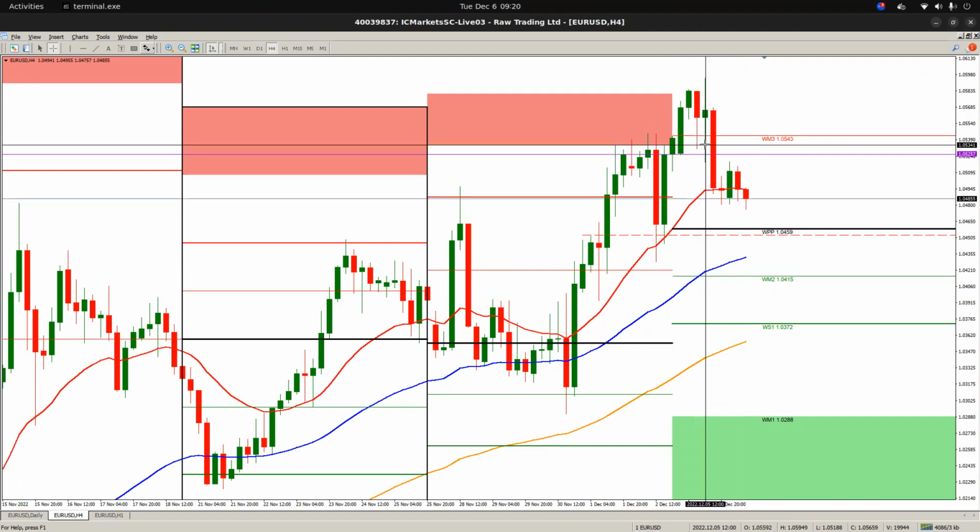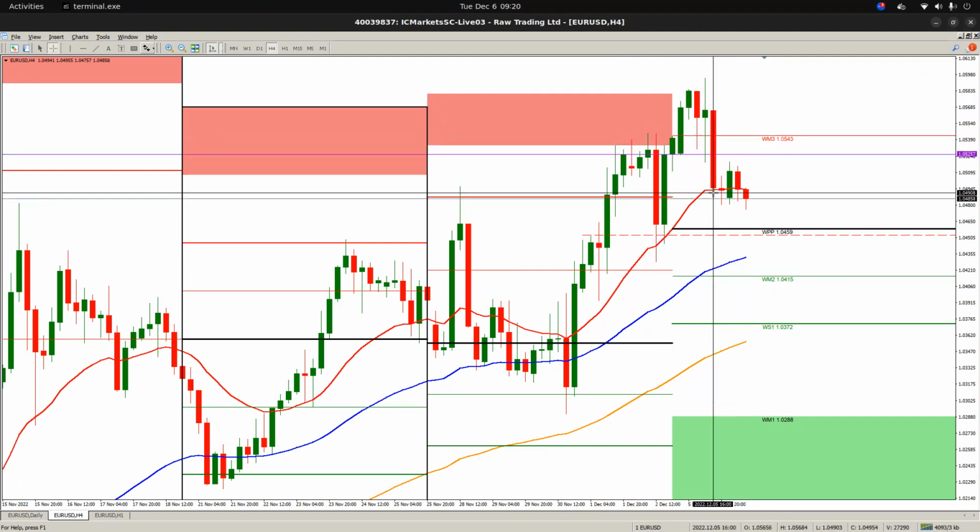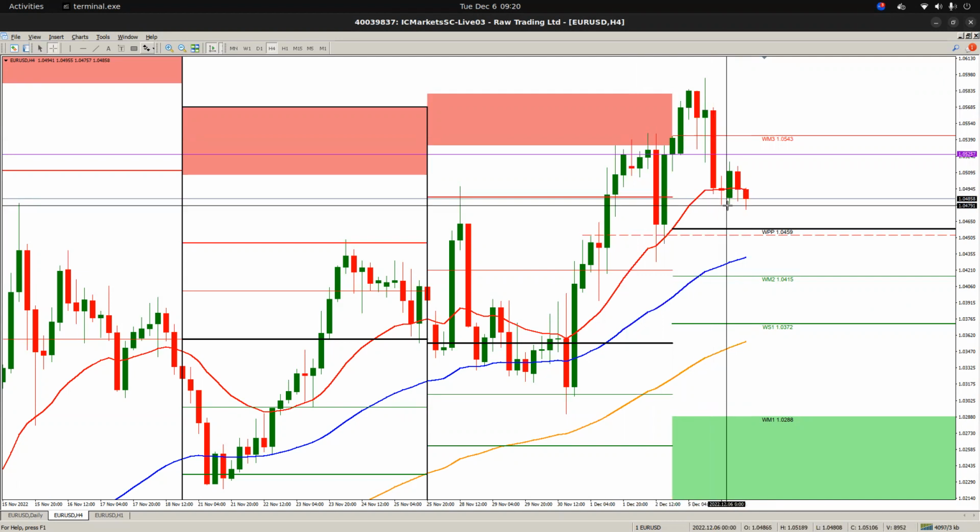The 12 o'clock candle didn't close at support, so there was no reason to buy euro dollar. Price came down and closed at the 21. That's a 4 p.m. candle, which doesn't count. The 8 o'clock candle, you can see price at this 4-hour 21.